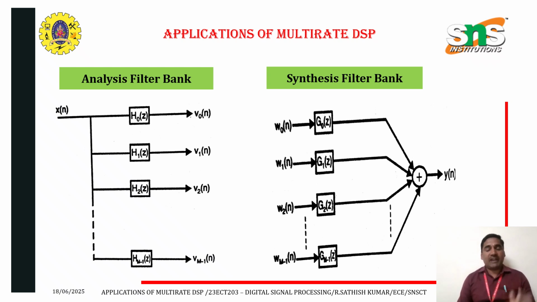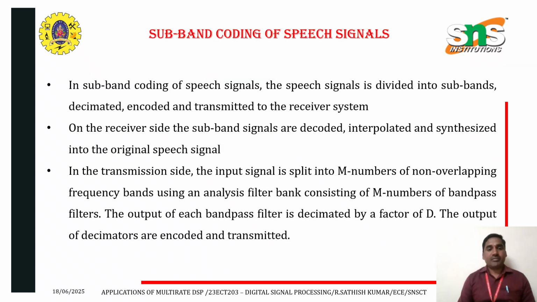X[n] can be applied to H0(z) to H(M-1)(z), which produces the outputs V0[n] to V(M-1)[n]. These can be applied to the synthesis filter bank, W0[n] to W(M-1)[n] and G0(z) to G(M-1)(z). All these filter bank outputs are added, which produces the output Y[n].